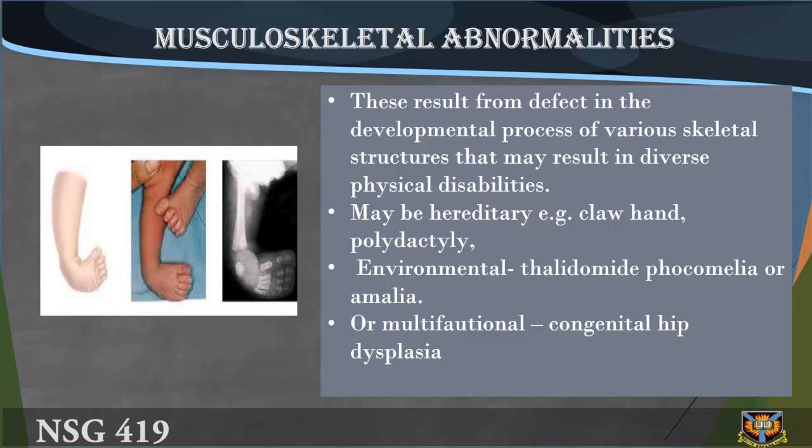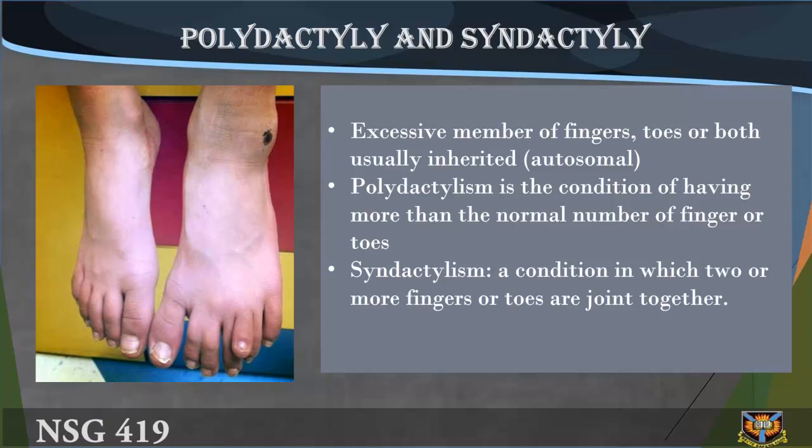Musculoskeletal abnormalities. These result from defects in the developmental process of various skeletal structures that may result in diverse physical disabilities. May be hereditary, e.g., claw hand, polydactyly; environmental, e.g., thalidomide, phocomelia or amelia; or multifactorial, e.g., congenital hip dysplasia, polydactyly and syndactyly. Excessive number of fingers, toes, or both, usually inherited, autosomal. Polydactylism is the condition of having more than the normal number of fingers or toes.